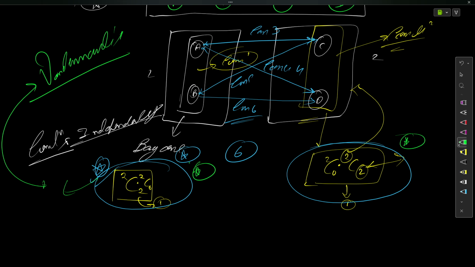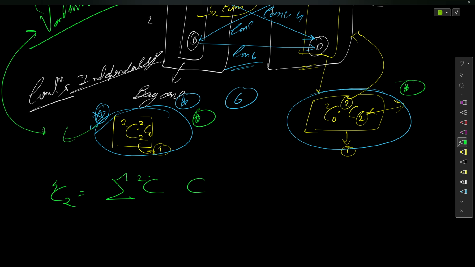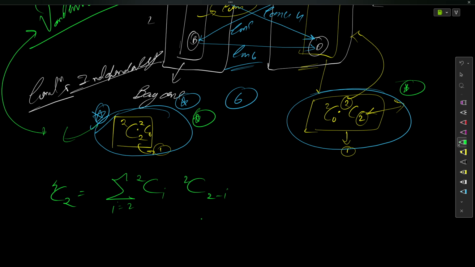So, if I want to write it down as Vandermonde's identity, choosing two balls out of four balls, the summation of C: on the left hand side, I have two balls, on the right hand side, I have one ball. I will start with I is equal to 0, and 2 minus I. Why? Because every time I want to choose only two balls. So this will be I from 0 to 2.